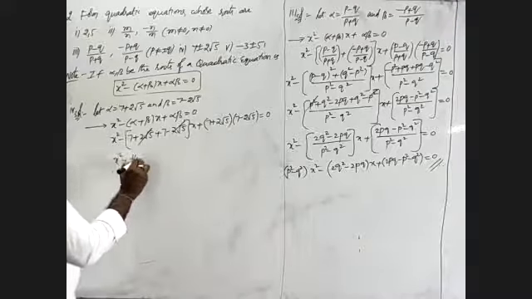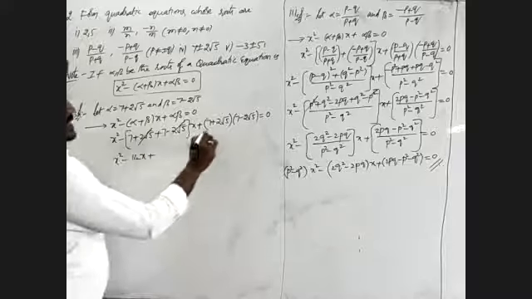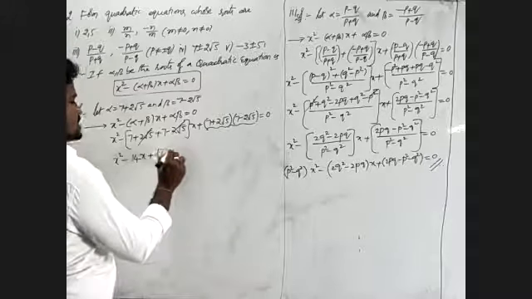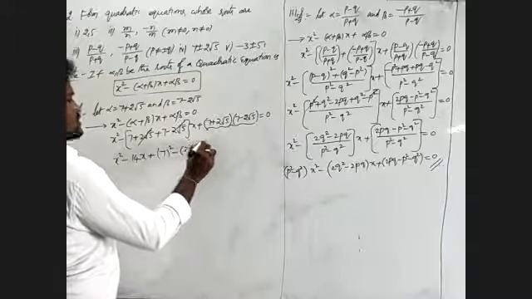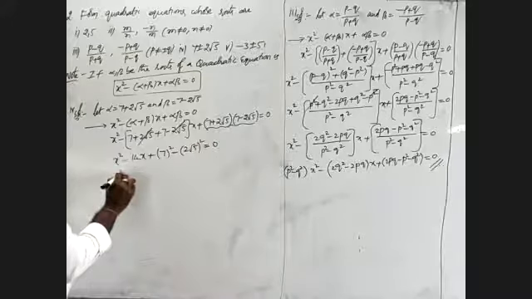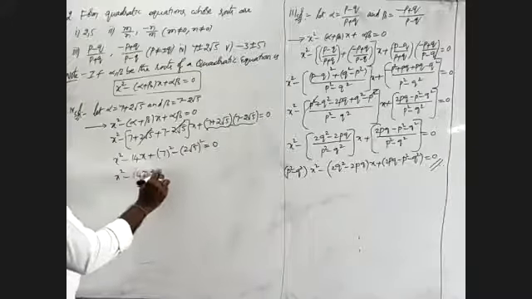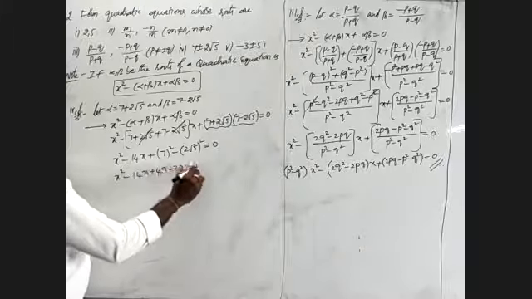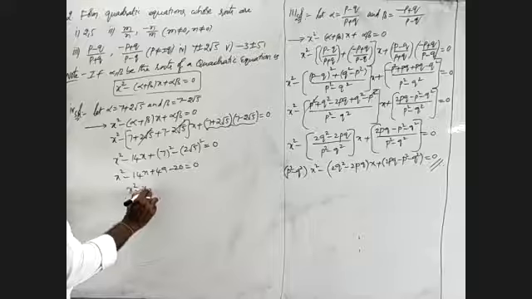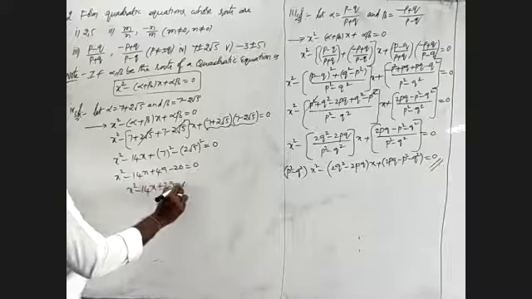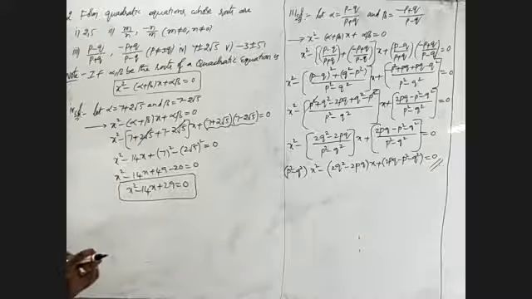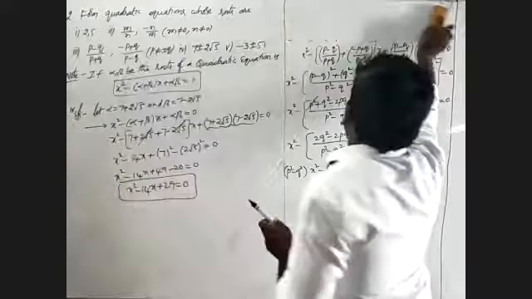That I will write x square minus 14x plus, given one when it is of the form (a plus b) into (a minus b), that I will write 7 square minus (2 root 5) whole square is equal to 0. That means x square minus 14x, 7 square is 49, 2 square will become 4, 4 times 5 is 20, is equal to 0. That means x square minus 14x plus 29 is equal to 0. This is the given quadratic equation. Finally, now I am going to the fifth one.